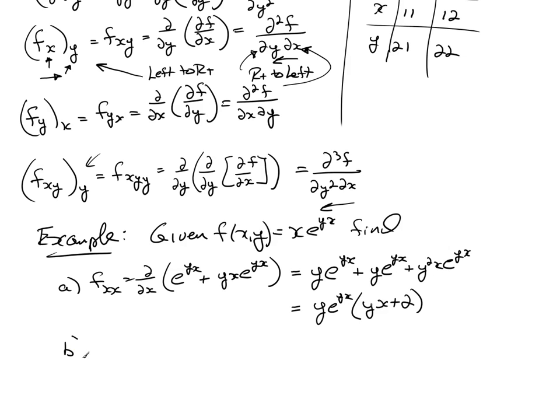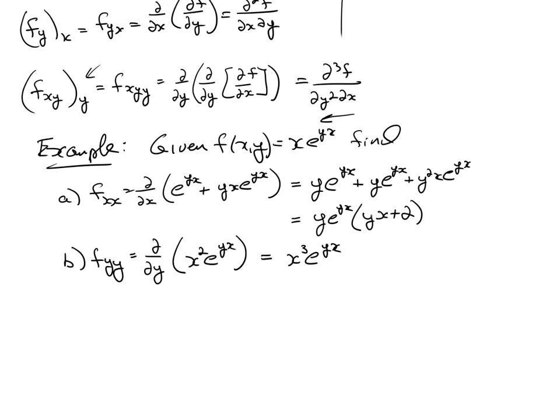Now the next one I want to look at is fyy. So that's going to be the partial with respect to y of the partial with respect to y. So here's my original function, and if I take the derivative of this with respect to y, I simply get x squared e to the yx. So I need the derivative of this again with respect to y, and that's going to give me x cubed e to the yx.